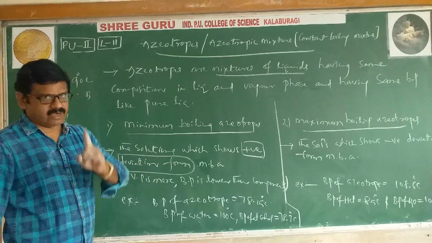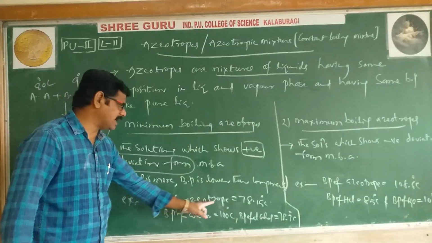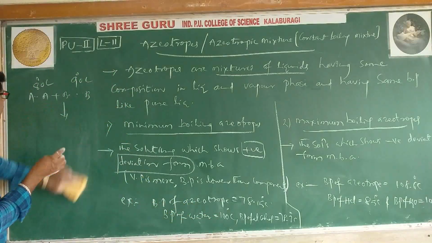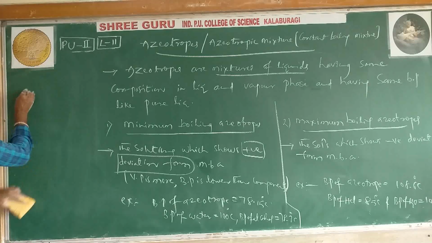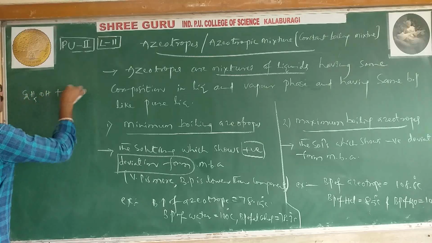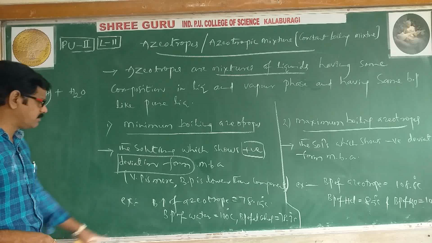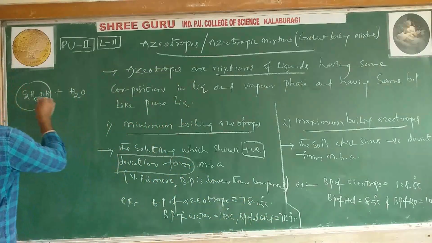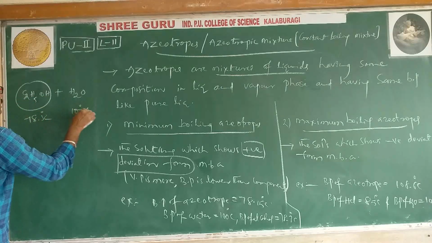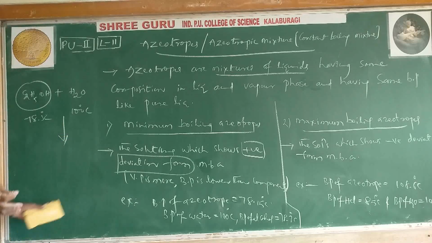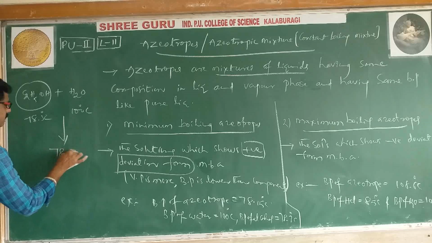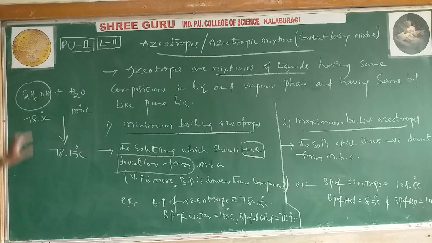An example is given, see here. We'll take one positive deviation example, the boiling point of an azeotrope. Which azeotrope is taken? Ethyl alcohol and water. I have already given this as a positive deviation example. The boiling point of ethyl alcohol is given as 78.3 degrees. The boiling point of water is already known to you, 100 degrees. And if you mix them, the azeotropic mixture obtained boils at 78.15 degrees. These are the individual components.